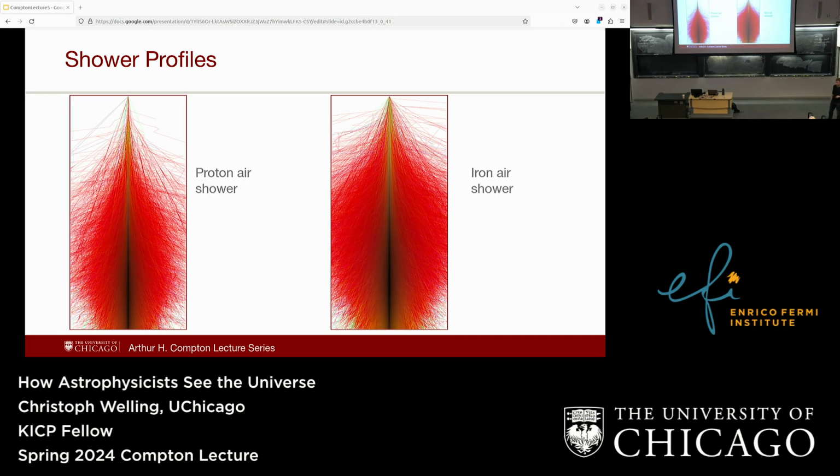And you can actually do this because, so these are two simulations here. On the left is an air shower that was caused by a proton, so from hydrogen. And on the right is an air shower that was produced by iron. And what's happening is that if you have a proton, you have a single particle. If you have iron, you have 56 particles at once.